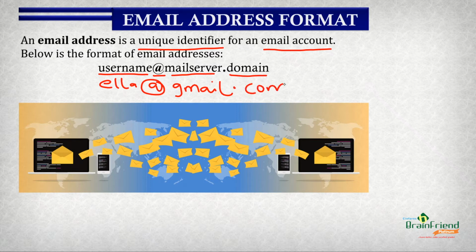Com. So you can see, using this format, a possible email can be ella@gmail.com. All elements are fully represented. So Ella is the username, followed by the @ sign, and then the mail server, which is Gmail, and then the domain .com. So that's a complete email address. At this point, let's proceed by creating an email account so we can obtain an email address.